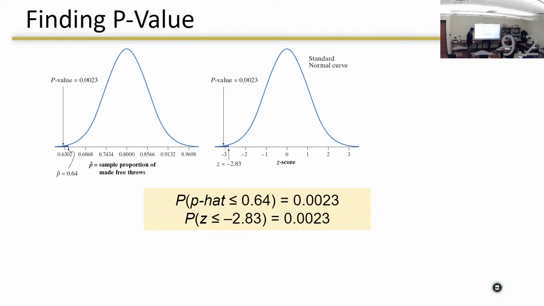You could see one of three things, right? P hat is less than 0.64, or you might see Z is less than negative 2.83. Again, you need to put those together. Understand that those are the same probabilities, from negative 99999 to 0.64, or from negative 99999 to negative 2.83. If it's to negative 2.83, the mean is 0 and the standard deviation is 1. If it's to 0.64, the mean is 0.8 and the standard deviation was 0.053 or whatever that was.